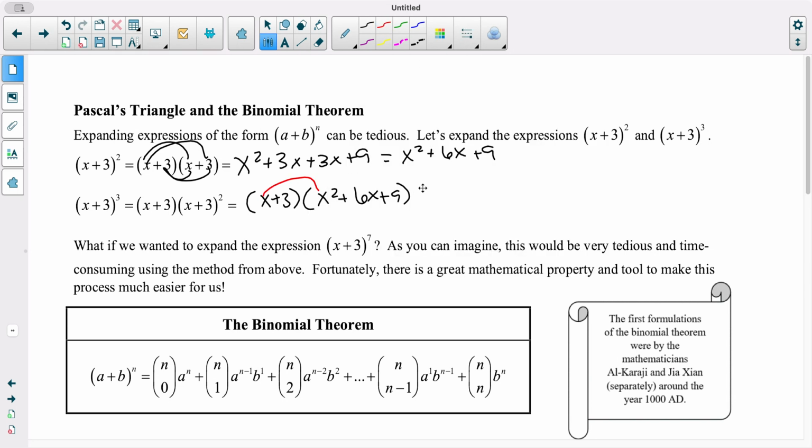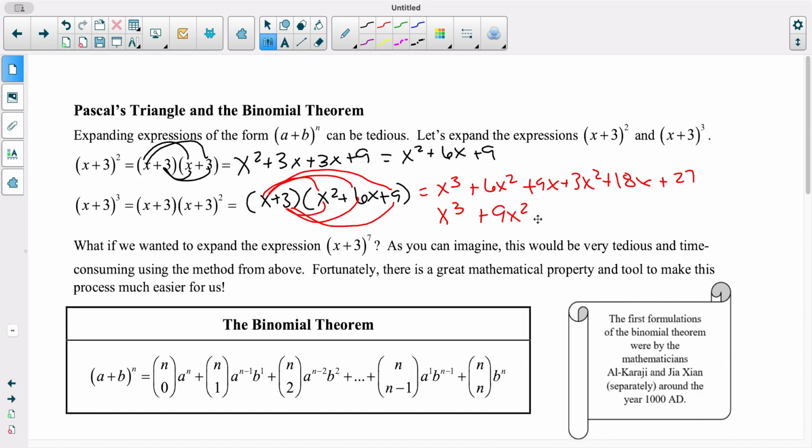So x cubed plus 6x squared plus 9x. Again, we're just distributing. 3x squared, 18x, and 27. And then you would basically add your like terms. So I have an x cubed, I have 6 and 3x squared, I have 9x and 18, and then I have 27. Okay, there is a shorter way to do this.